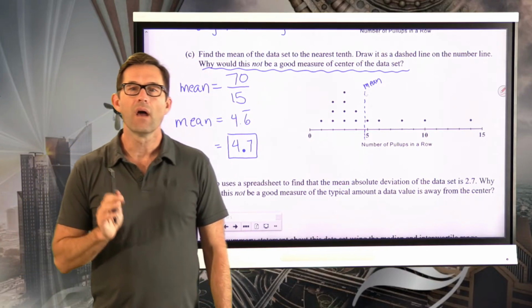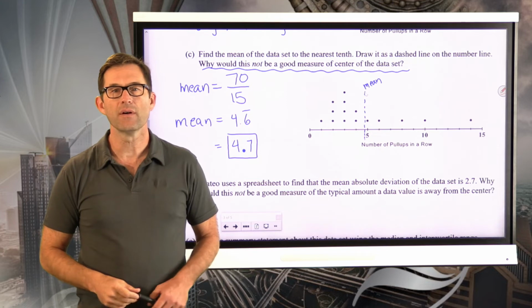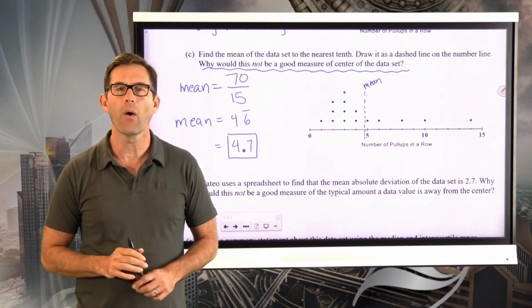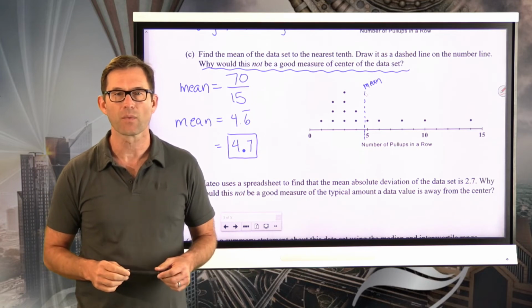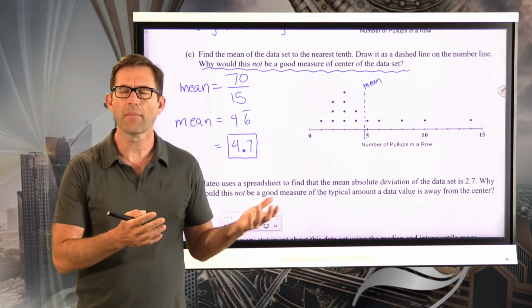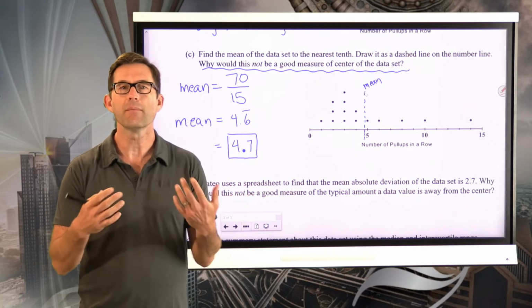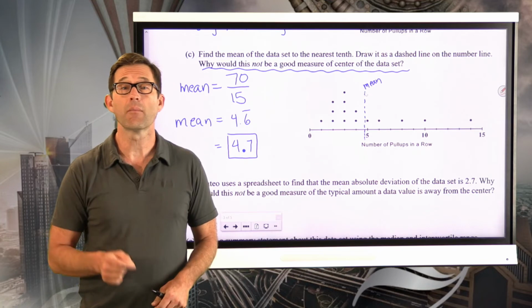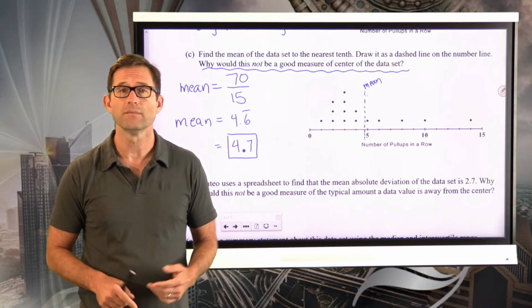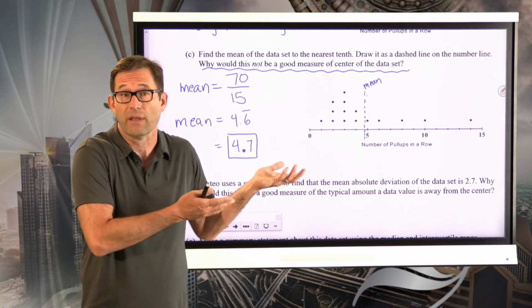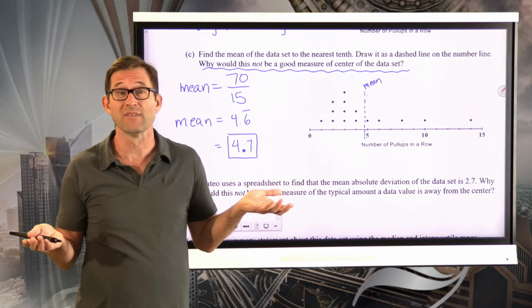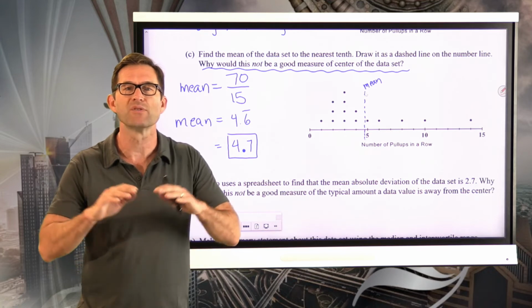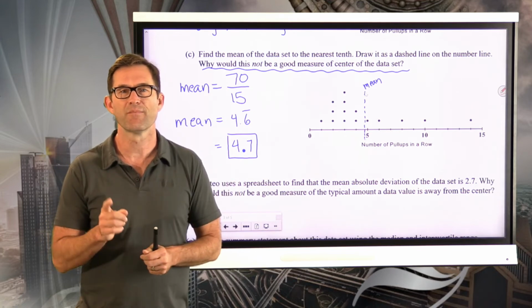Why would this not be a good measure of the center of the data set? I want you to think about this a little bit. Pause the video now and think about why it would be a little bit misleading, right? If you're trying to talk about the answer to this question, how many pull-ups can a typical 7th grader do? To say, well, the mean number of pull-ups was 4.7. I mean, it's not false. It's definitely like 4.7 is the mean. But why would that be a little bit deceptive in terms of the one number that represents all of this data set? Pause the video now.